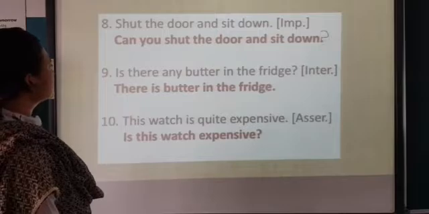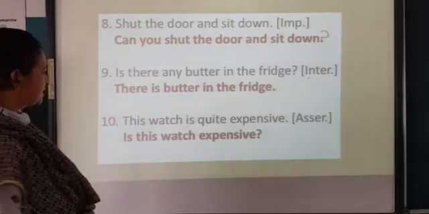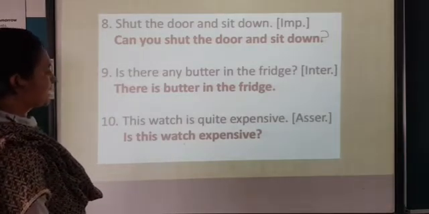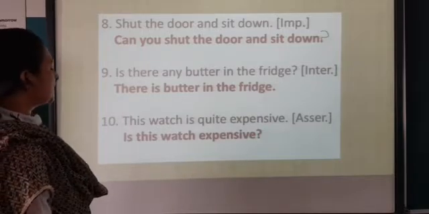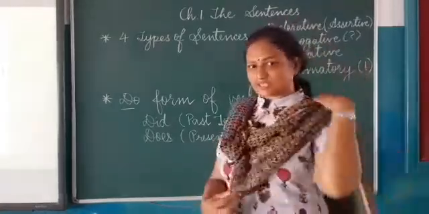Now the 9th one is, is there any butter in the fridge? Interrogative, so make it declarative. There is butter in the fridge. This watch is quite expensive. Now this is an assertive, so make it into interrogative. Is this watch quite expensive?